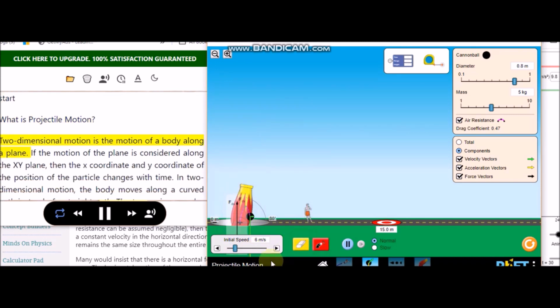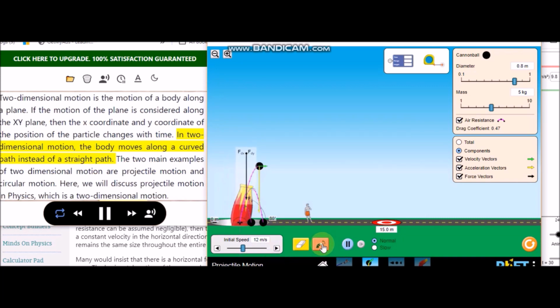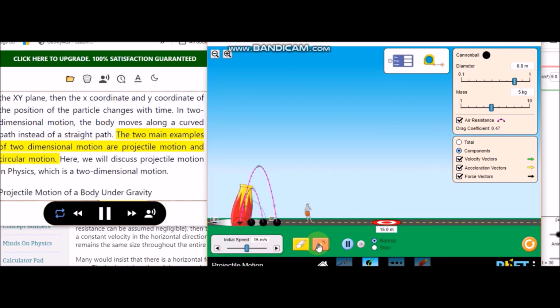Two-dimensional motion is the motion of a body along a plane. If the motion of the plane is considered along the xy plane, then the x-coordinate and y-coordinate of the position of the particle change with time. In two-dimensional motion, the body moves along a curved path instead of a straight path. The two main examples of two-dimensional motion are projectile motion and circular motion.